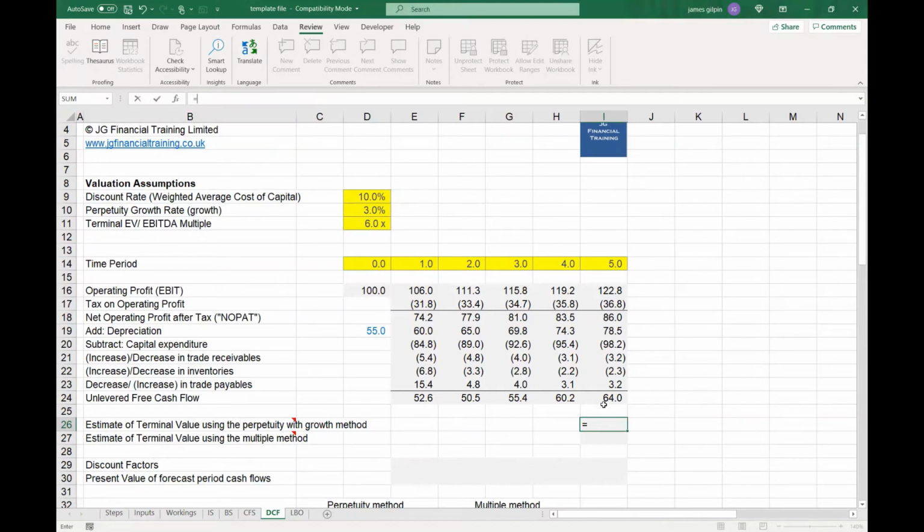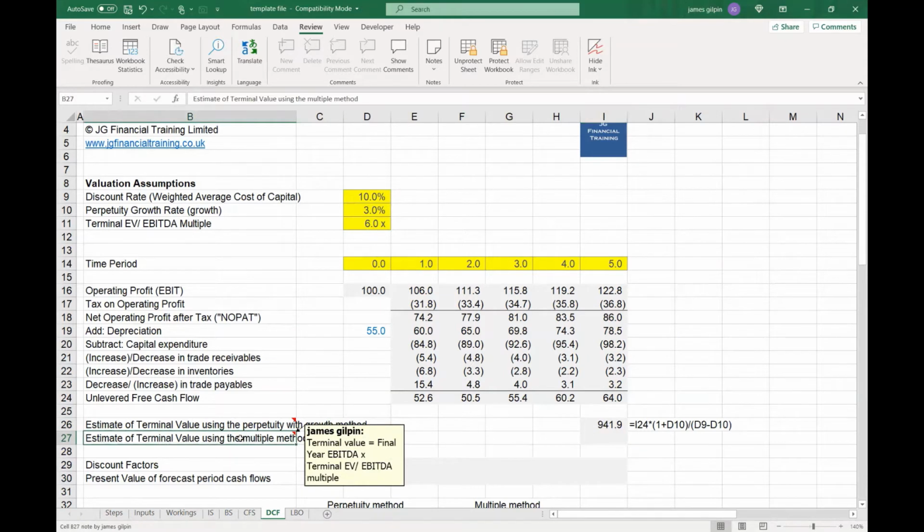So the final year free cash flow, 64 in cell I24, times 1 plus my growth rate assumption in D10, divided by the weighted average cost of capital minus the growth. So that's giving me a value of 941.9 at the end of year 5 based on that approach. And then as an alternative, it's always good to do a bit of cross-checking, sense-checking for how reasonable that number might be. We're also going to use this other method, which is also commonly used, known as the multiple method.